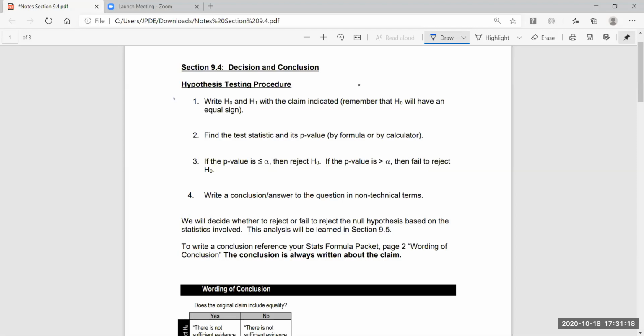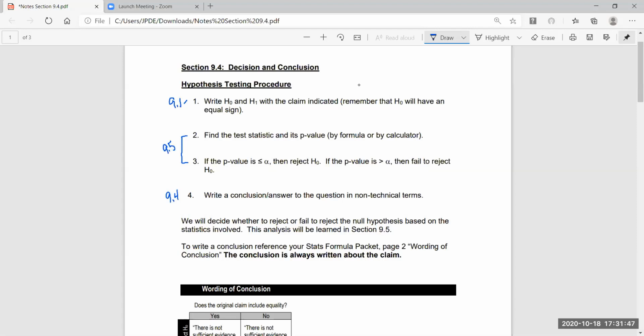We learned in section 9.1 how to write our hypothesis statements with the claim indicated. And we're remembering that your H0 will have the equal sign. These two parts right here, we will do in the next section, 9.5. What we're focusing on right now in 9.4 is how to write the conclusion.